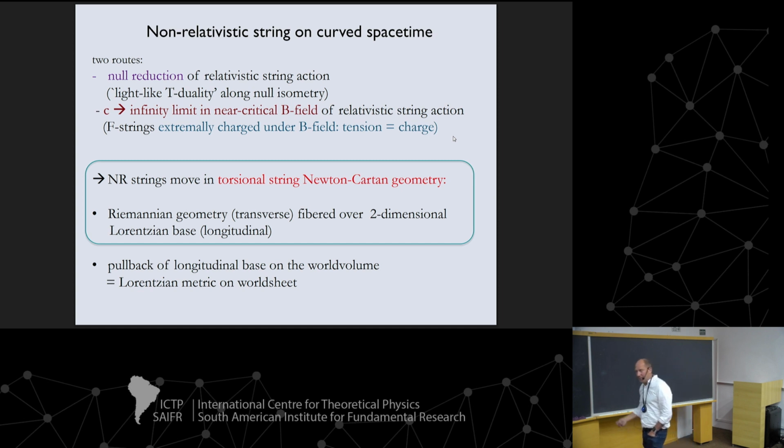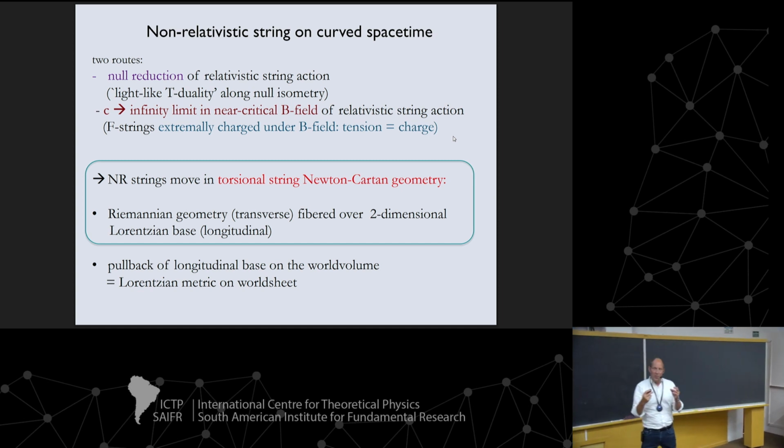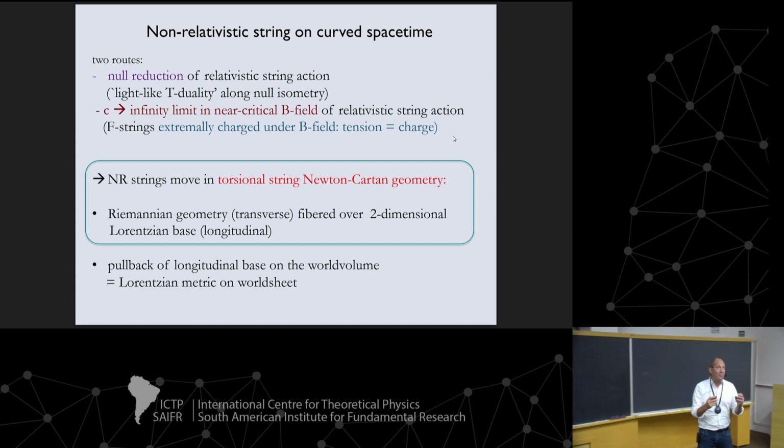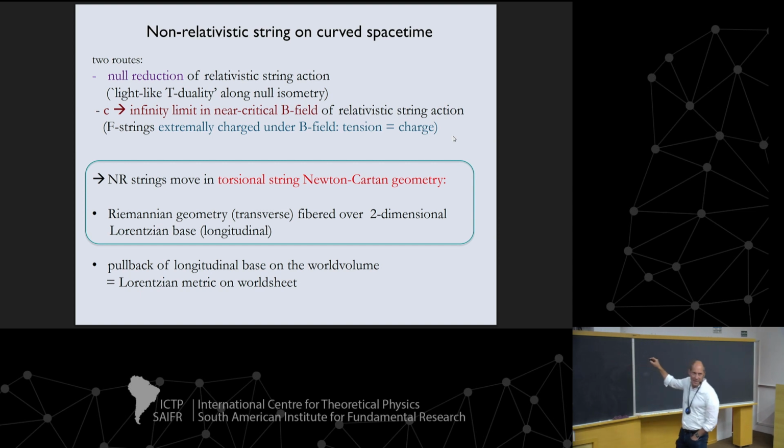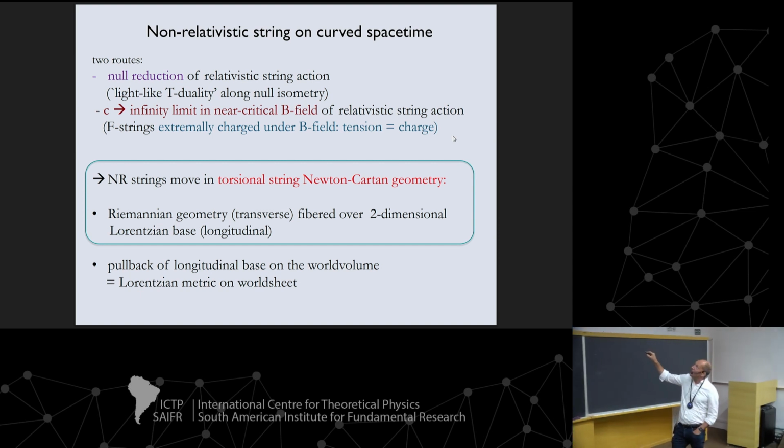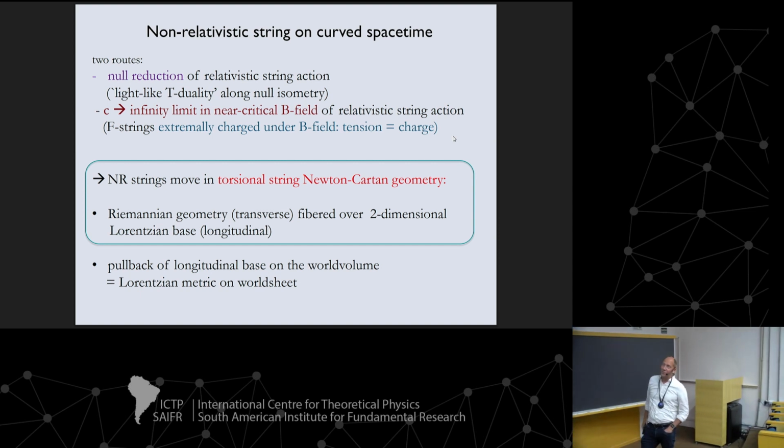And incidentally, the string is perfectly set up to do this because strings are actually extremely charged under the B field. As we all know, fundamental strings have the property that tension equals charge. This is a crucial property that ensures that in this limit, infinities will cancel. So string theory is really set up to do this limit.